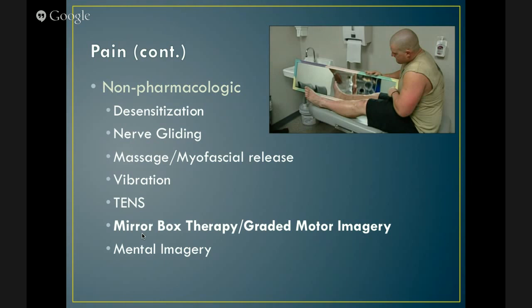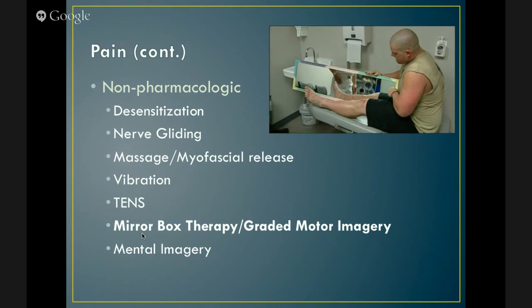Graded motor imagery is actually a progressive program. There are four steps to it. One of them is mirror box therapy, but a lot of it is laterality training, meaning that people with phantom limb pain have been found to have a lot of difficulty with spatial orientation, distinguishing left from right, more so than somebody who doesn't have phantom pain.